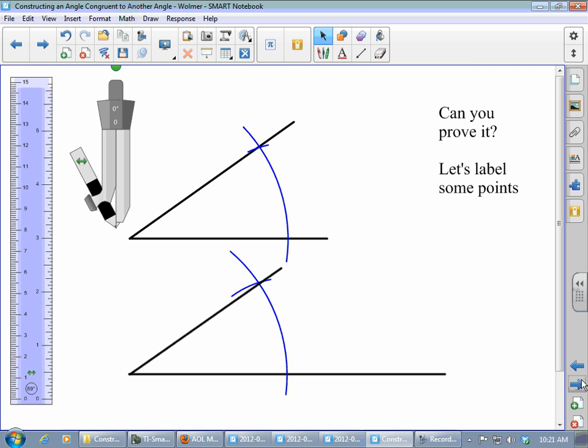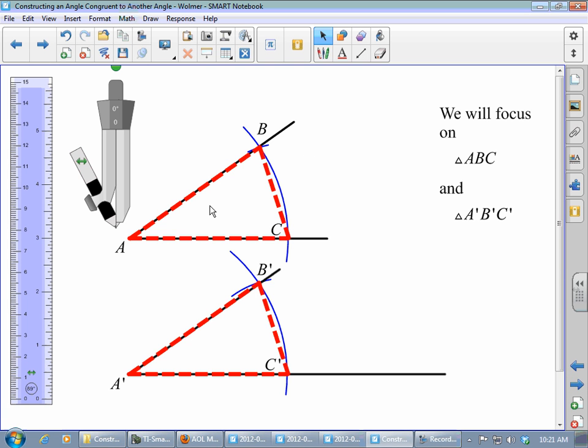To do that, let's label some points. Here I've labeled the points on the original angle ABC as shown, and on the angle that I've constructed A prime, B prime, C prime. We're going to focus on triangle ABC and triangle A prime, B prime, C prime.